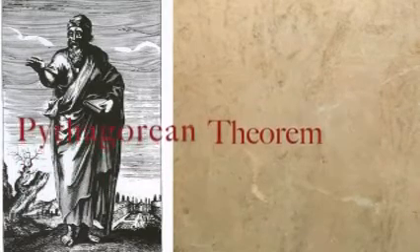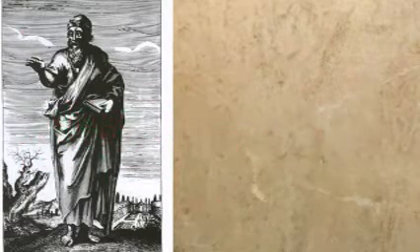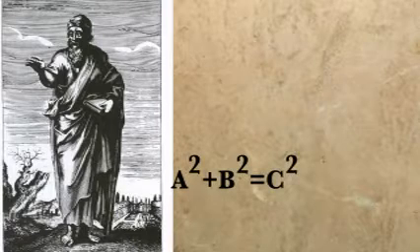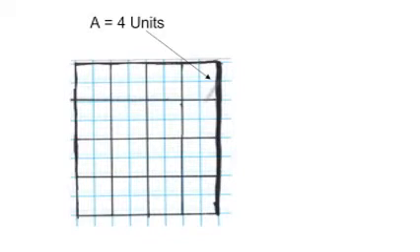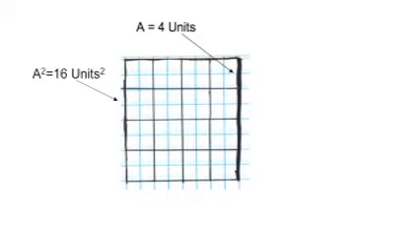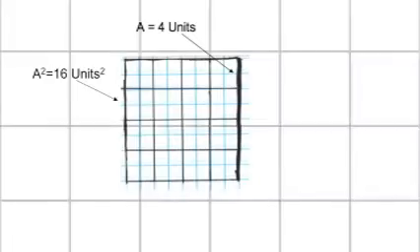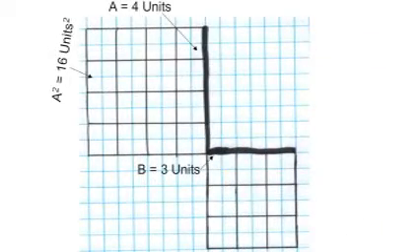Pythagoras is most famous for proving the Pythagorean theorem, also known as a squared plus b squared equals c squared, one where two of the sides come together to form a right angle. In our example, side A is 4 units long. This means a squared will be equal to 16 square units. Next, we'll draw side B. This side will be 3 units long, making b squared equal to 9.